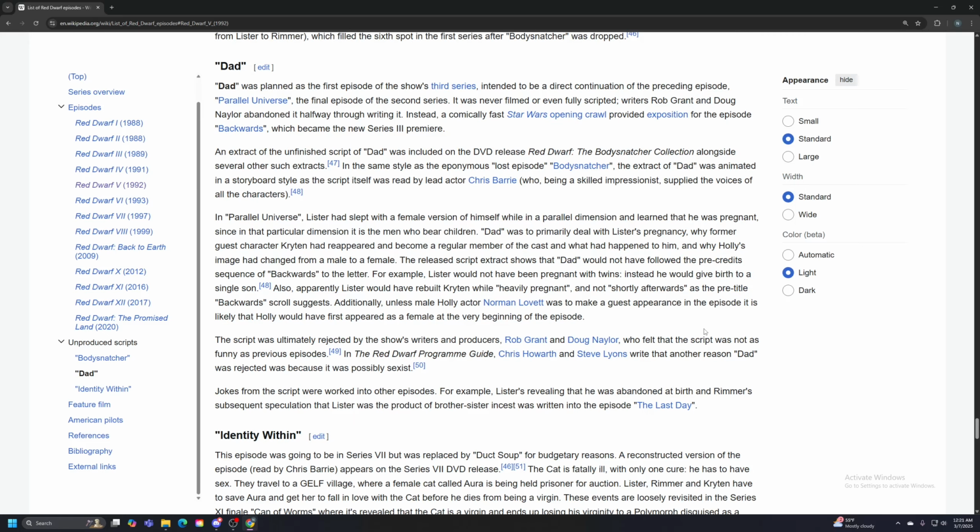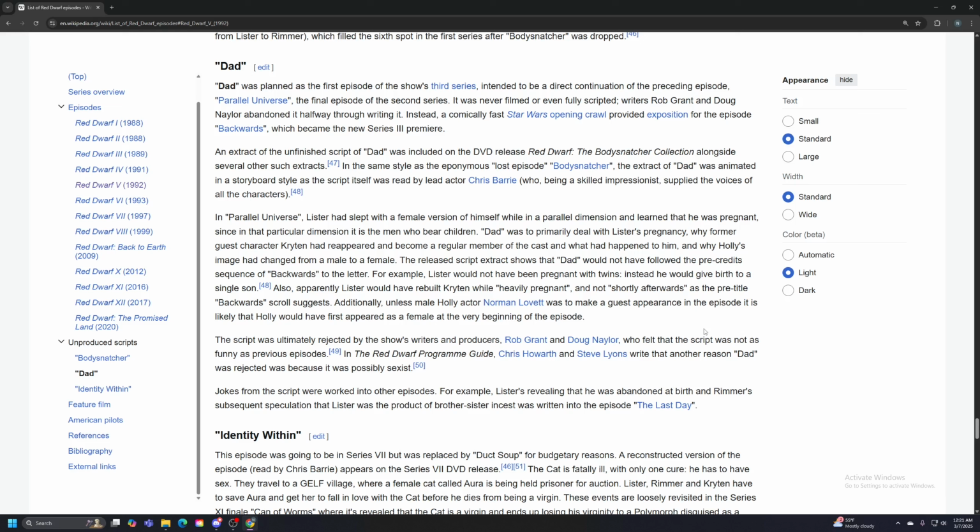Dad. Dad was planned as the first episode of the show's 3rd series, intended to be a direct continuation of the preceding episode, Parallel Universe, the final episode of the 2nd series. It was never filmed or even fully scripted. Writers Rob Grant and Doug Naylor abandoned it halfway through writing it. Instead, a comically fast Star Wars opening crawl provided exposition for the episode Backwards, which became the new Series 3 premiere.